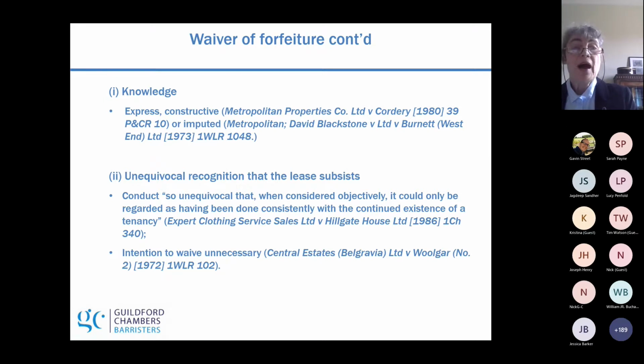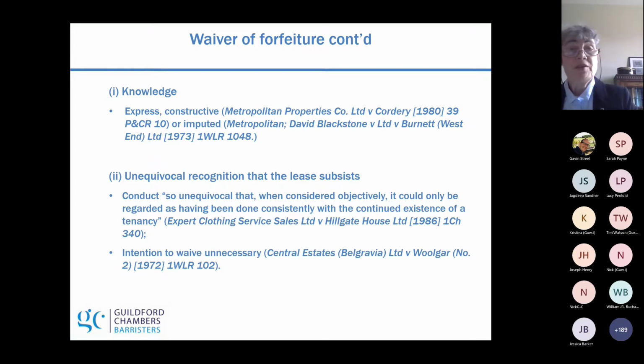The second element of waiver is unequivocal recognition that the lease subsists. What is required was described in Expert Clothing Service Sales Limited and Hillgate House Limited as conduct so unequivocal that when considered objectively, it could only be regarded as having been done consistently with the continued existence of a tenancy. So, in other words, if there is scope for some other interpretation of the landlord's conduct, the consequence of waiver can be avoided. The objective assessment is carried out by looking at all the circumstances and means that the landlord's intentional motive for his conduct is irrelevant.